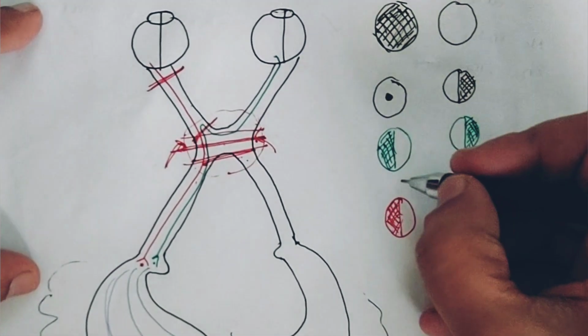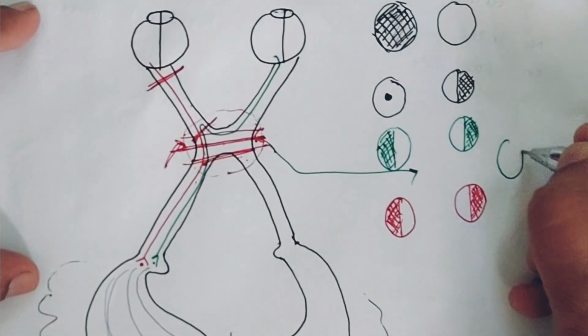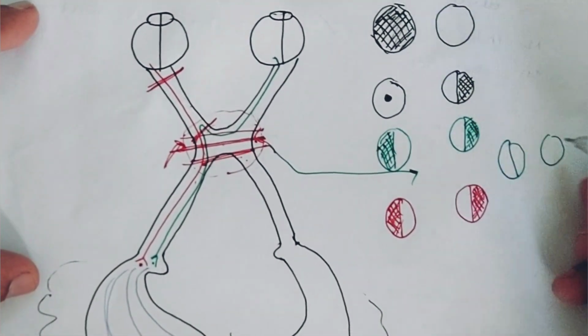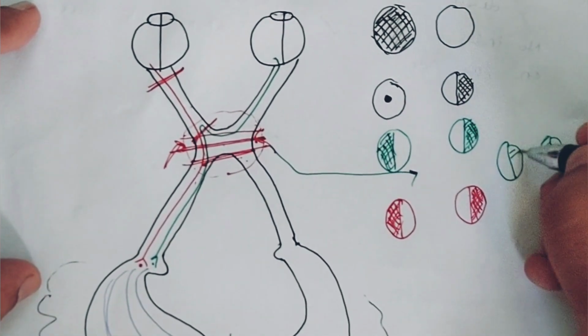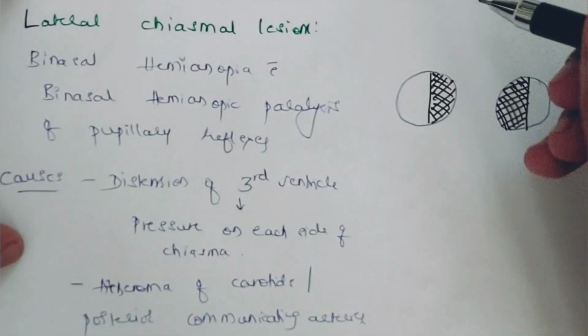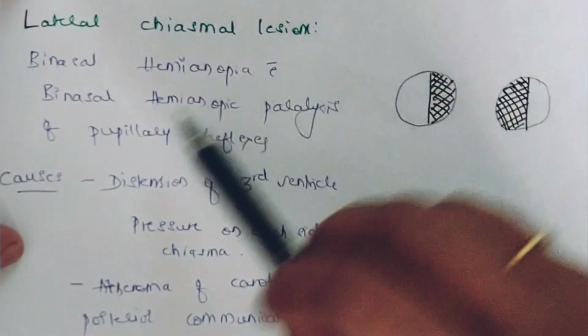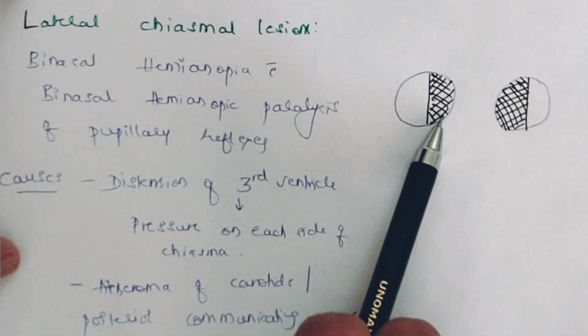So in this case, the patient will have the lateral chiasmal lesion. In this case, the patient will have what is known as binasal type of field defect. In both the eyes, on the nasal side, there is field defect, that is called as binasal field defect in lateral chiasmal lesion. So this is a little bit about the lateral chiasmal lesion, where the patient will have binasal hemianopia with a binasal hemianopic paralysis of the pupillary reflex.